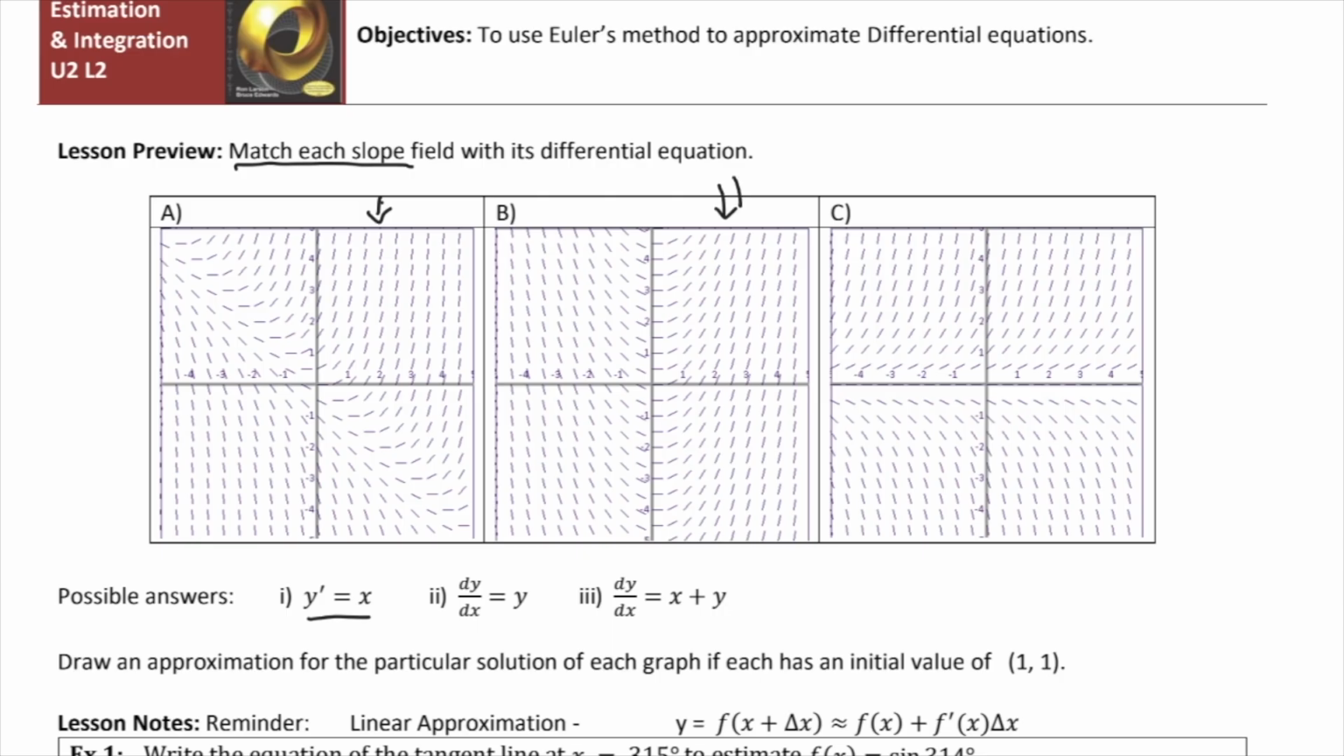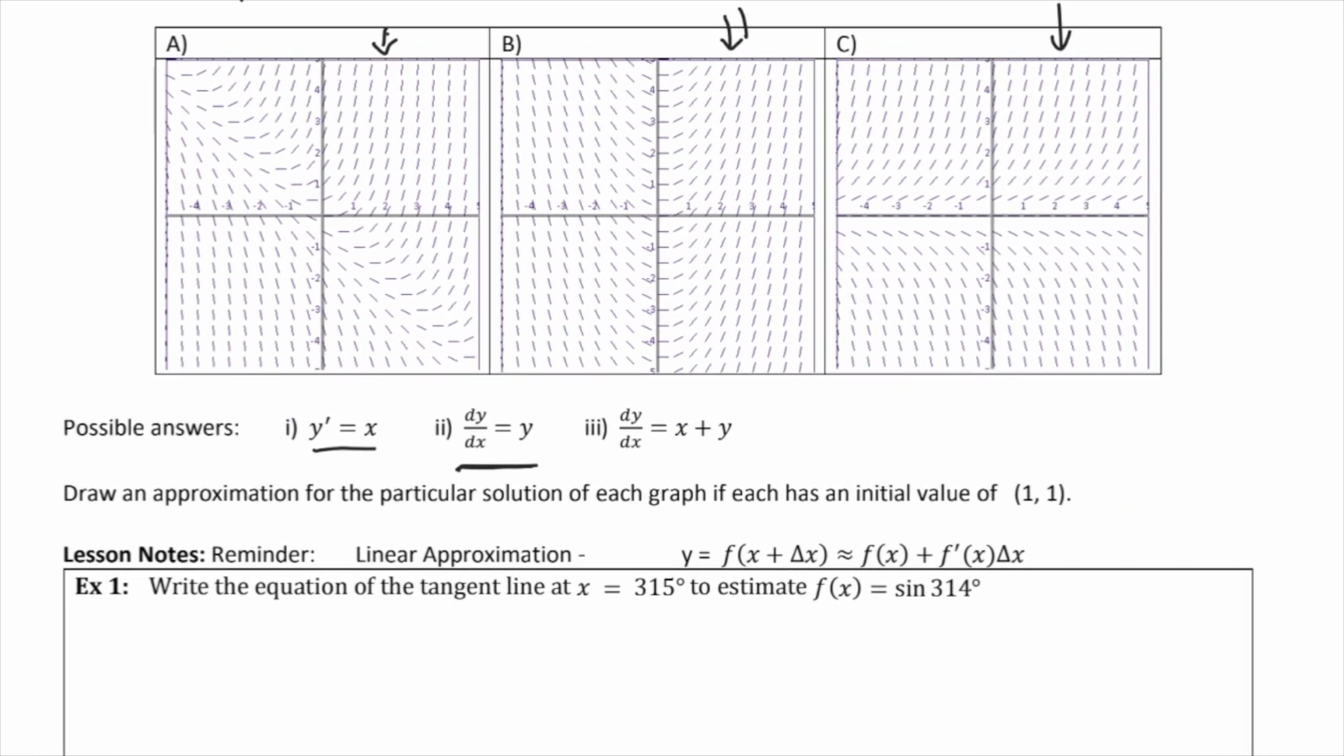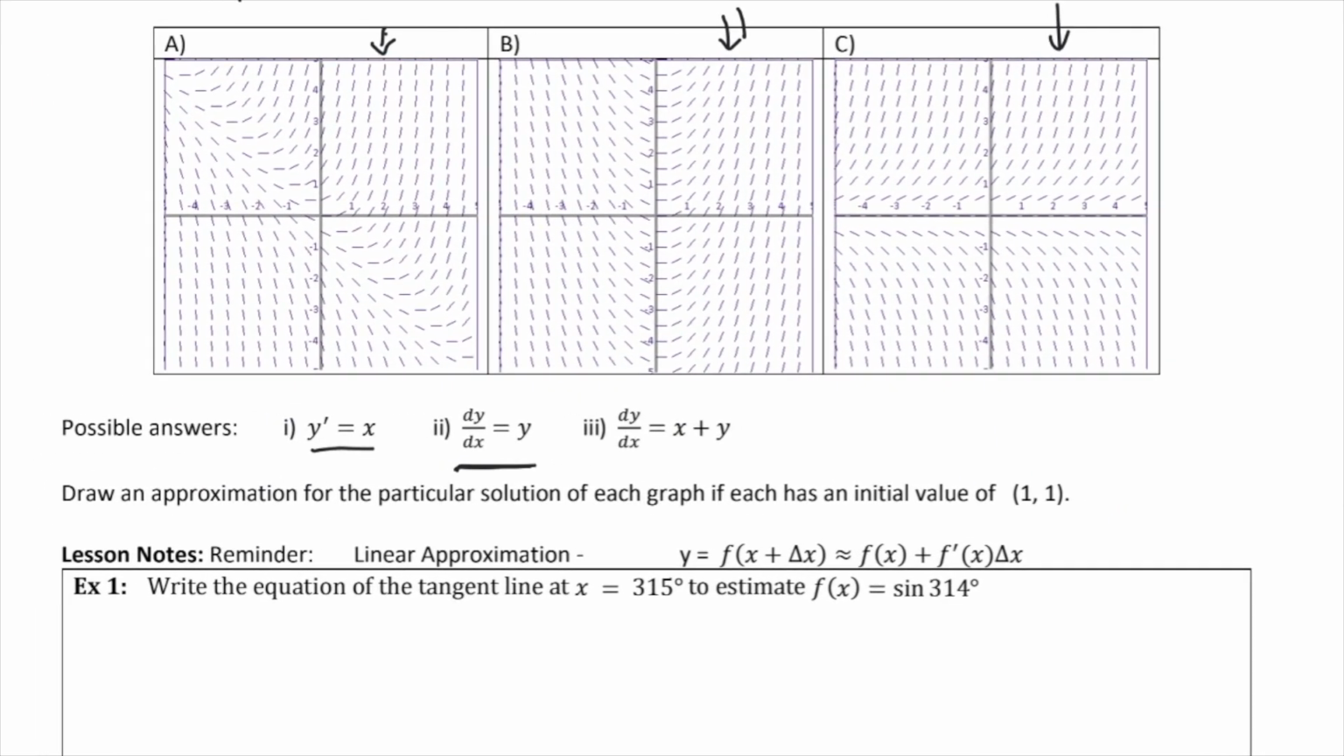Use that same idea in order to find when all the slopes are equal to your y value. So instead of looking at a vertical, you will look at it horizontally. And then of course our third one, you have dy dx is a combination of both x and y.